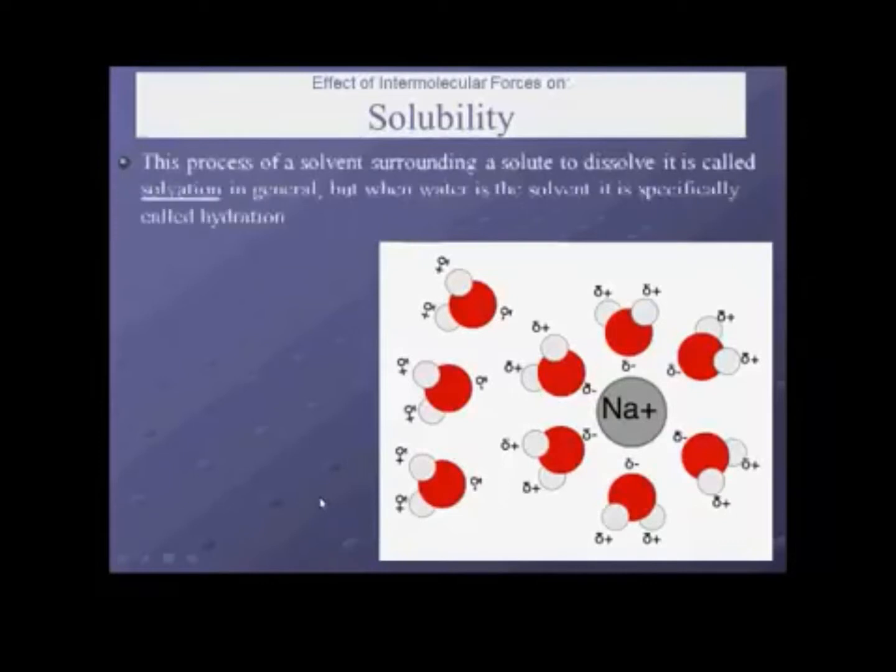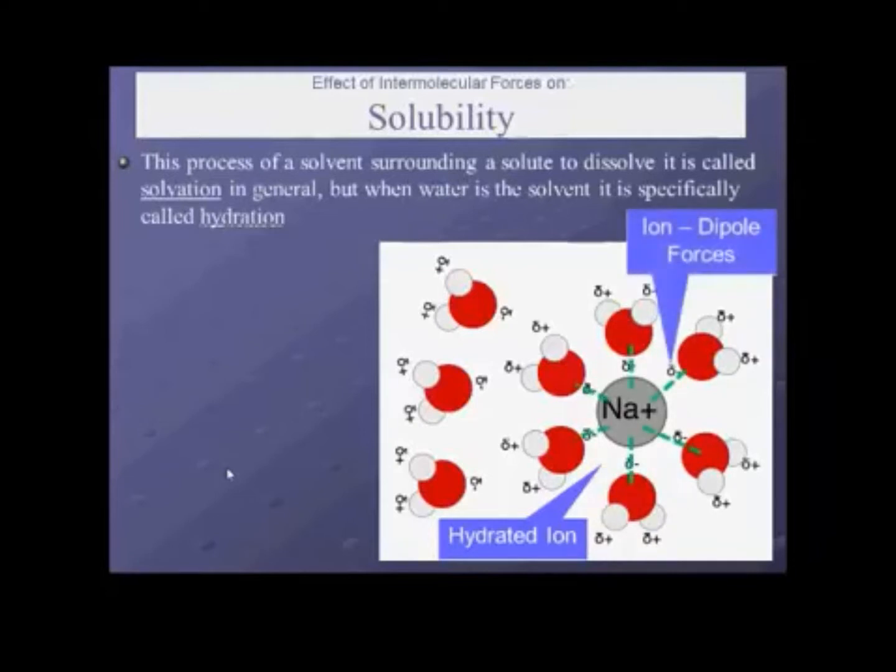Now we'll look a little more closely at that here. This process where the solvent comes in and surrounds the solute and dissolves it is called solvation. Specifically, whenever water is the solvent, it's called hydration. So here we have an example of a hydrated sodium ion. You can see it's been surrounded by water molecules. They've come in and they've dissolved it. Maybe this was salt. Now if we look closely, it's interesting here because we have different forces at play with our water molecules. In some of these water molecules, the ones that are immediately surrounding the sodium ion, there's an ion to dipole attraction holding these water molecules to the ion.